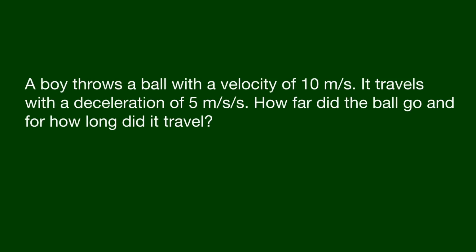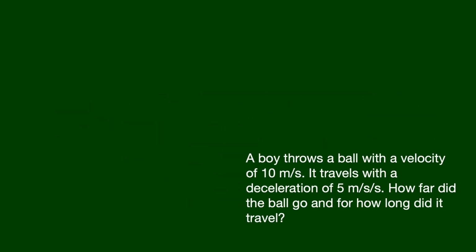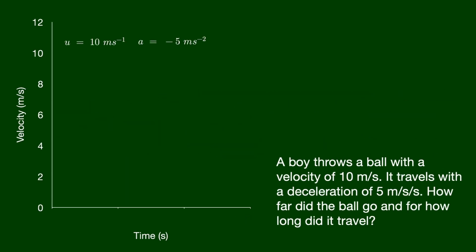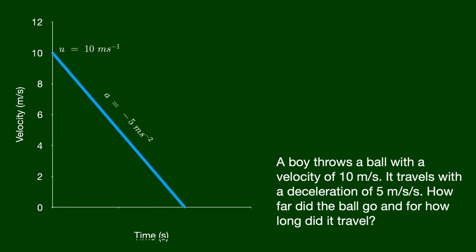A boy throws a ball with a velocity of 10 meters per second. It travels with a deceleration of 5 meters per second per second. How far did the ball go, and for how long did it travel? Let's solve this problem using a velocity time graph. The ball should come to rest when its velocity reaches 0. Let's sketch the movement of the ball in a velocity time graph.